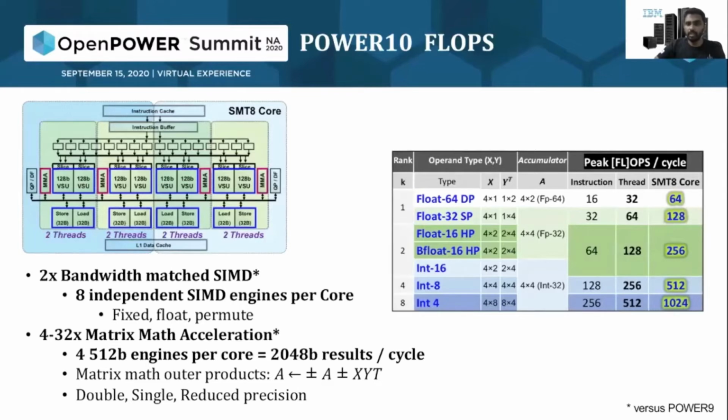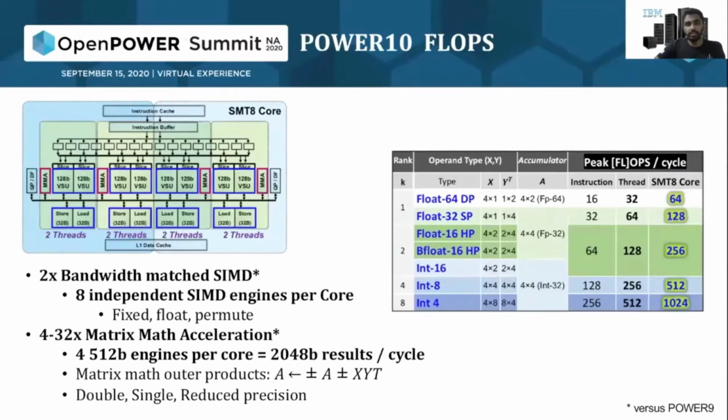Apart from the MMA unit, Power 10 also has the capability to perform 8 regular SIMD operations per SMT8 core to support regular SIMD operations through VSX instructions. In comparison to Power 9, Power 10 has 2 times the regular SIMD capability and a brand new 4 512-bit matrix math acceleration engine per SMT8 core, which can generate 2048 bits of output every cycle.